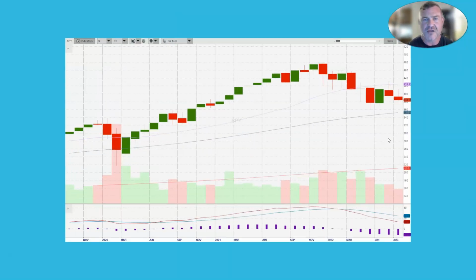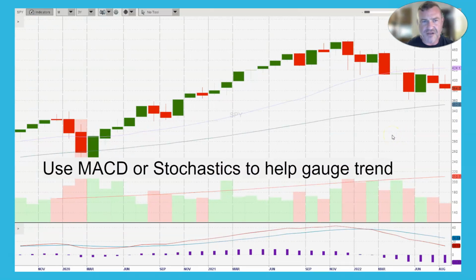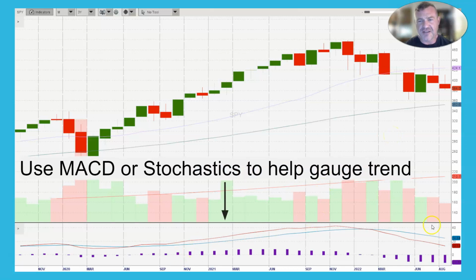So what are we going to do next? Next thing we're going to do is put on something like this. We're going to put on either the MACD or some sort of stochastics to help gauge, right? To help gauge. It's not an absolute. It's helping.